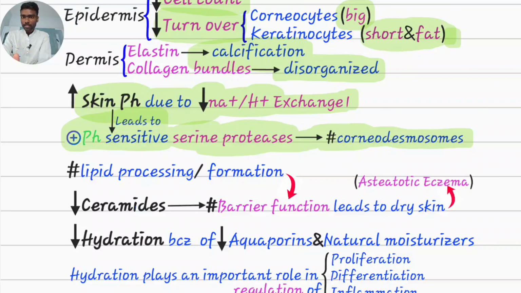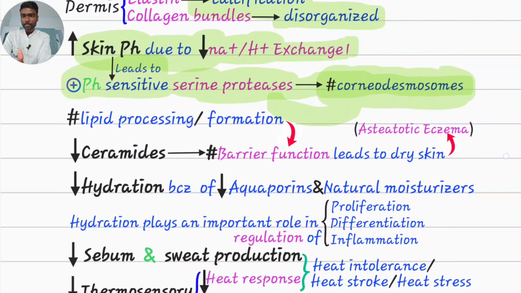This concept of serine proteases and its inhibitor, serine protease inhibitor Kazal type 5, SPINK5, which is mutated in Netherton syndrome, where there will be more and more destruction of corneodesmosomes. All these concepts I have explained in my previous video on desmosomes and acantholysis.